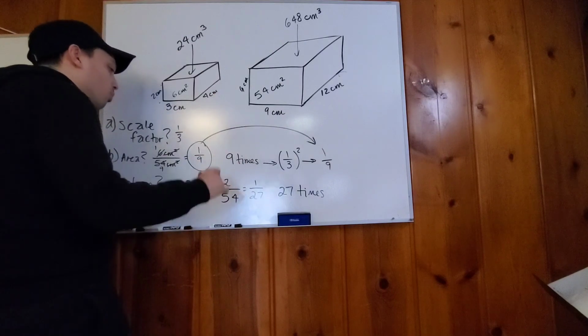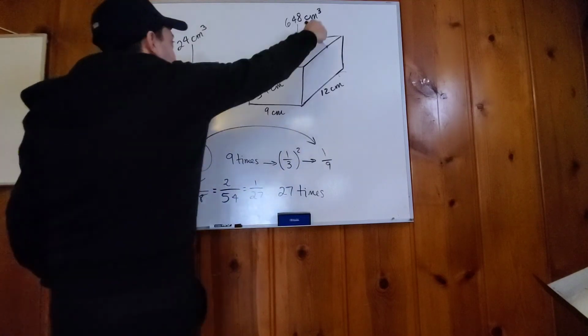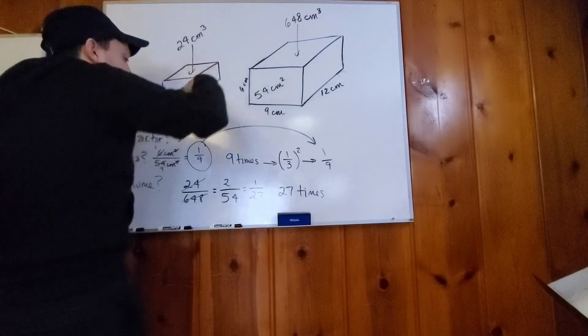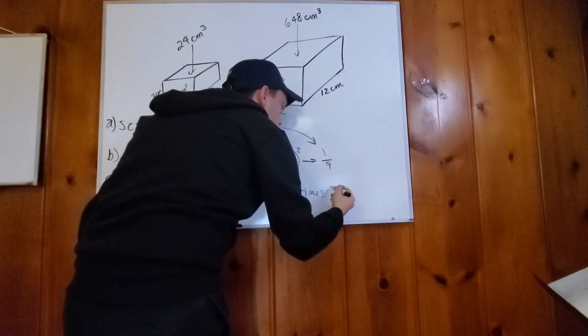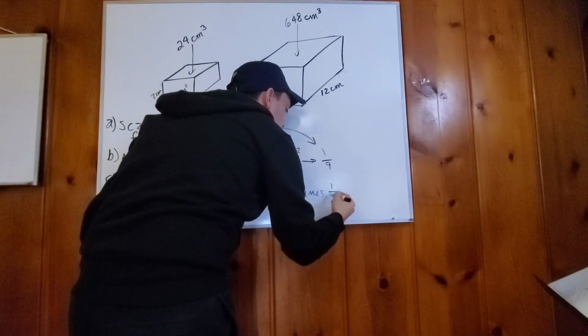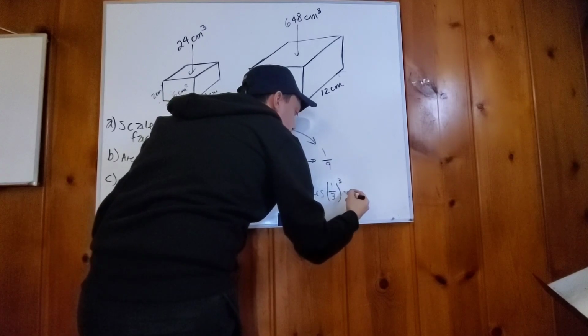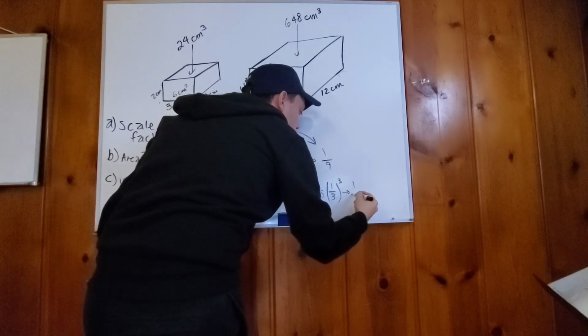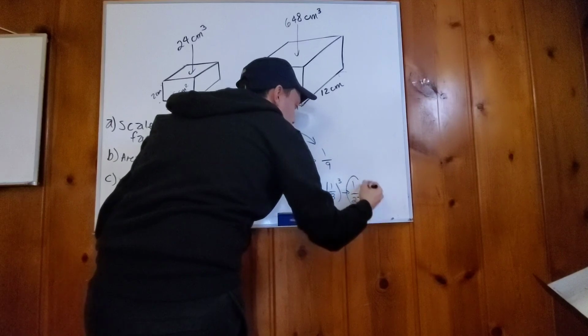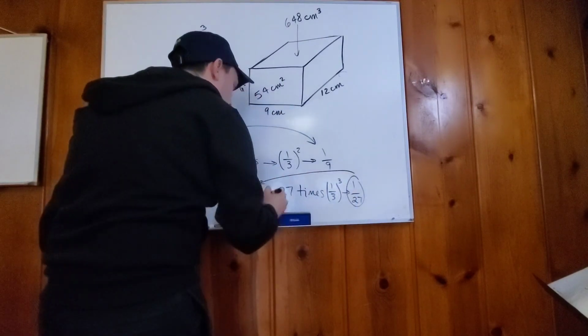What about the volume? Well, the volume is not squared, but it's going to be cubed. Look at here, it's cubed. So we're going to get 1/3 and we're going to cube it. And it will be 1 over 27. Well, that's crazy because that's what we got here.